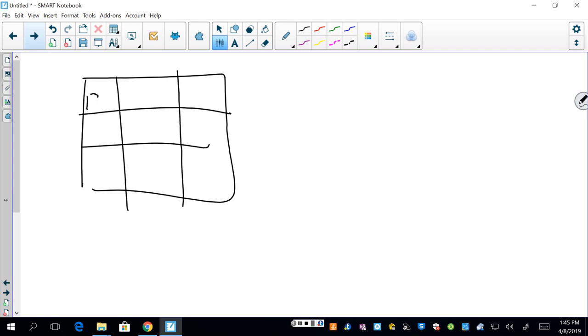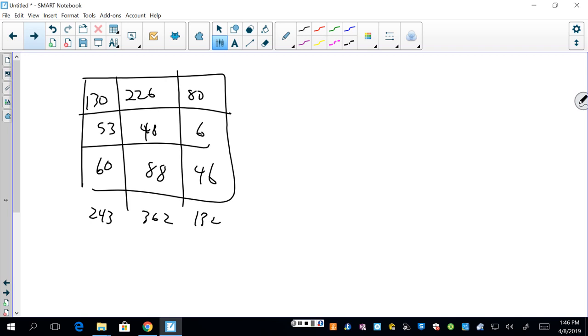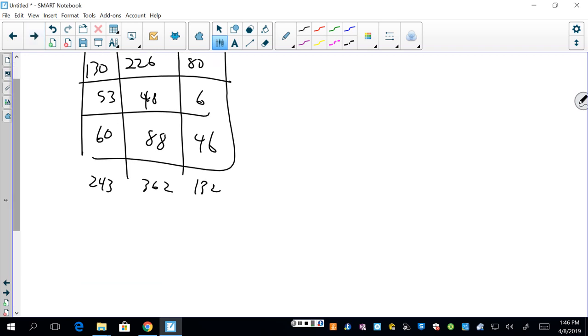Out here is 130, 226, right again, 53, 48, 6, and then 60, 88, 46. And in this row down here, as you add those down, was 243, 362, and 132. Those are the same numbers. This is the RR, RX, and XX. The total sample size was 737.